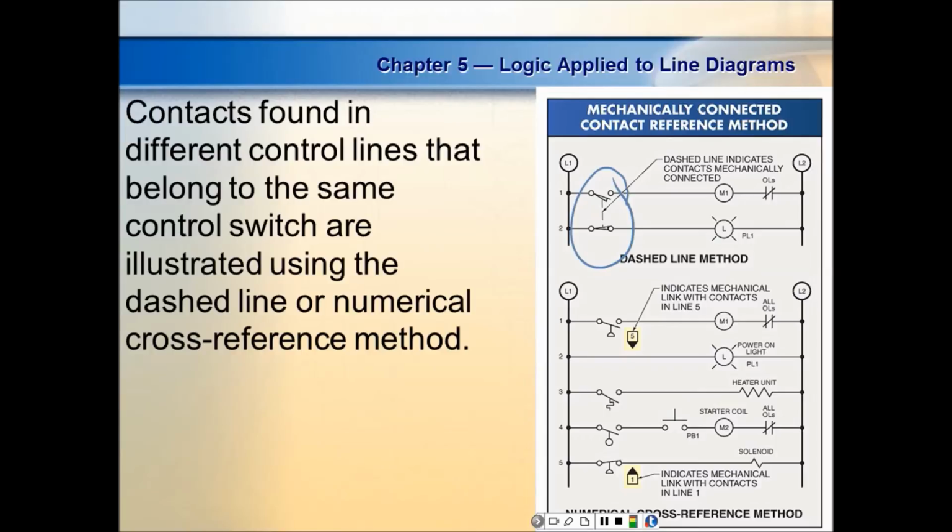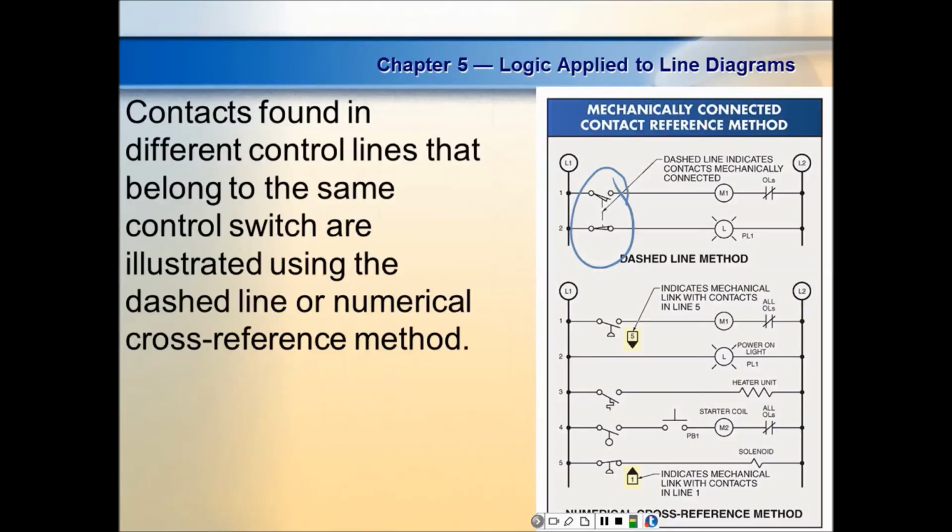If you see this little dash line between 2 control devices, it means they are mechanically interlocked together. So that would be the same limit switch. So the first 2 in line 1 and line 2 on the top ladder diagram, that dash line means they are what? Mechanically connected together.